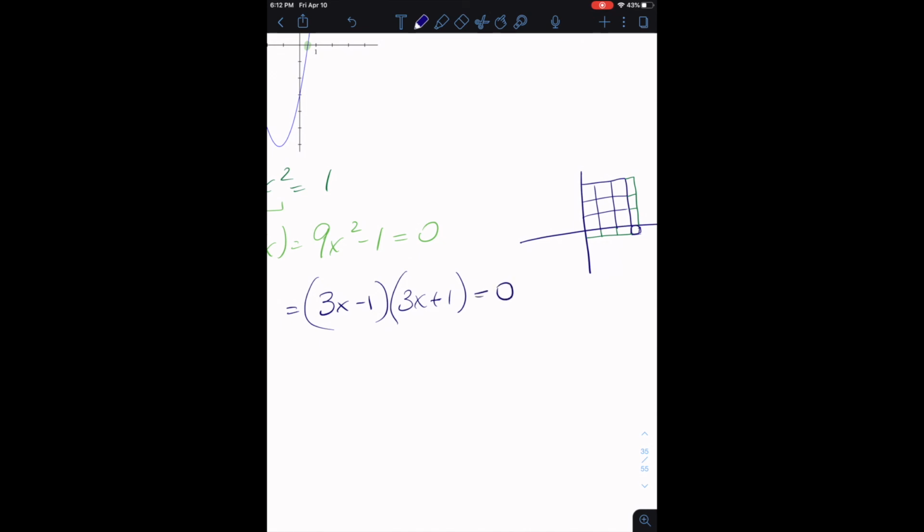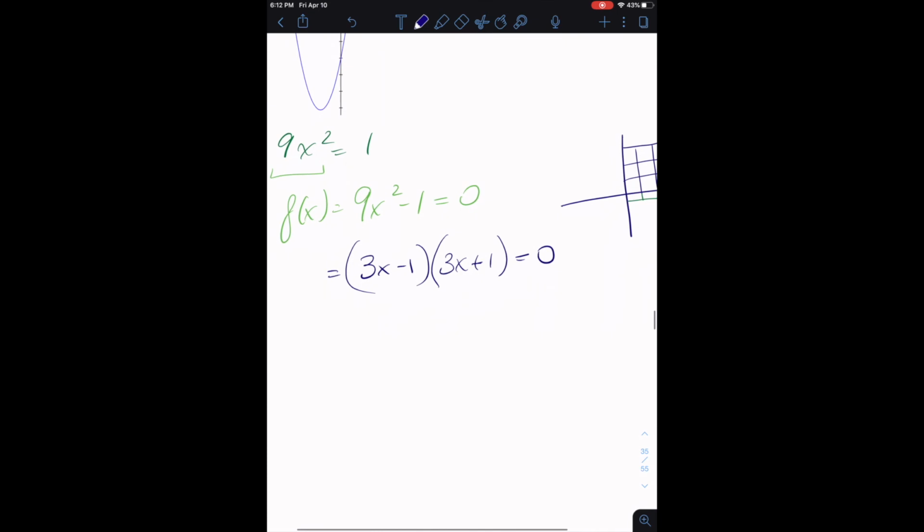So if that's equal to 0, then we should have either one of those being set to 0. We'll make the whole equation 0, the whole function value 0. So either 3x minus 1 equals 0 or 3x plus 1 equals 0. So either x is 1/3 or x is minus 1/3.